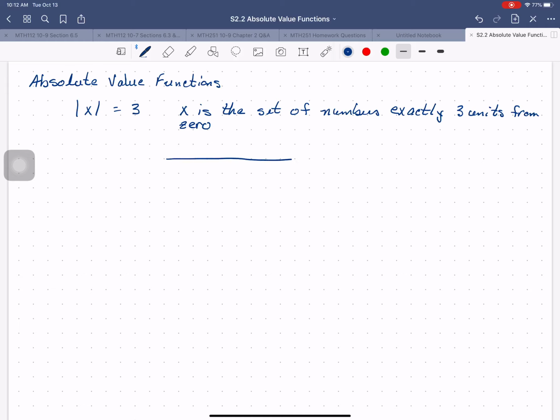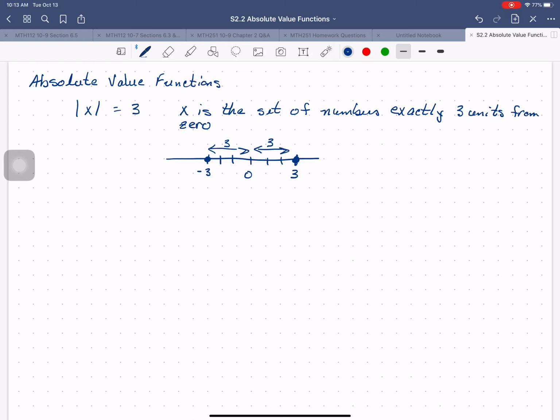So if we look at our number line, this point right there at -3 is 3 units from 0. And this point right here at 3 is 3 units from 0.